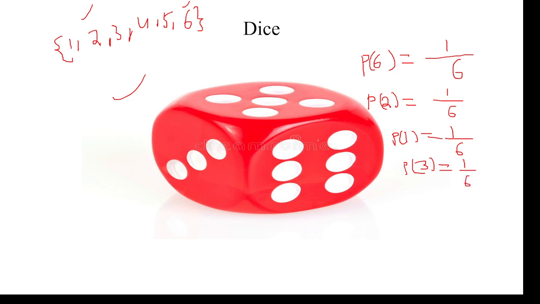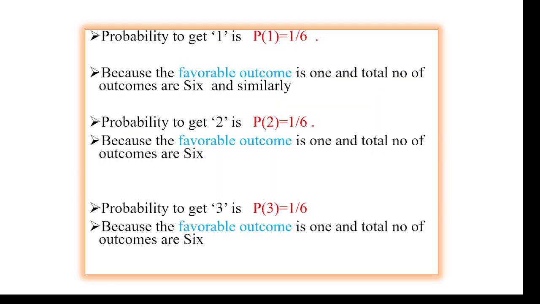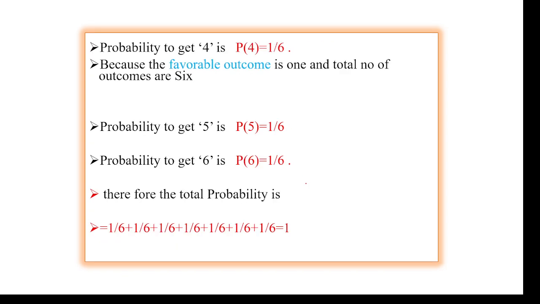Like this we can calculate. Probability to get 1 is 1 by 6, probability to get 2 is 1 by 6, probability to get 3 is 1 by 6, 4 is 1 by 6, 5 is 1 by 6, 6 is 1 by 6. Again the total of all the probabilities equals 1.